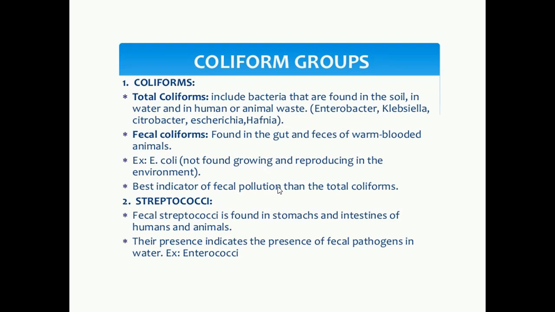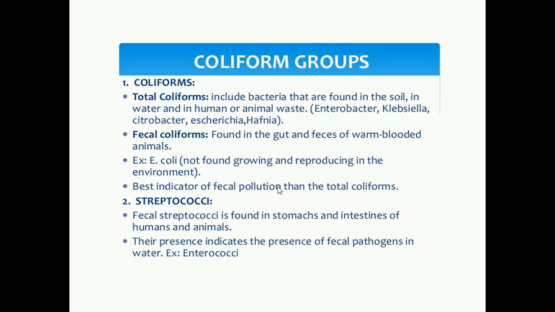For example, Enterobacter, Klebsiella, Citrobacter, E. coli and Hafnia. Next one, fecal coliforms found in the gut and feces of warm-blooded animals. Example, E. coli, not found growing and reproducing in the environment. Next one, the best indicator of fecal pollution, better than the total coliform, that is E. coli.